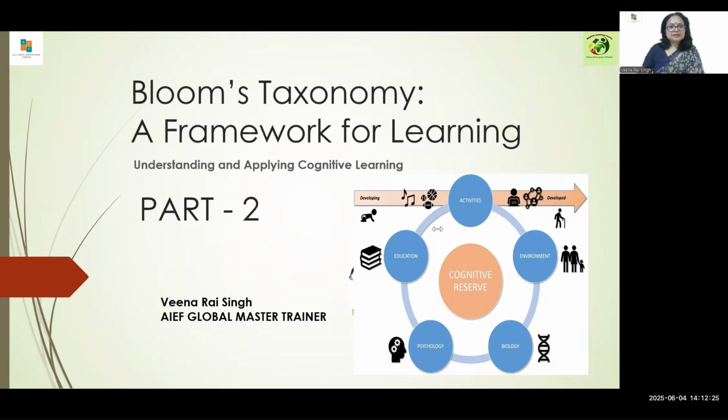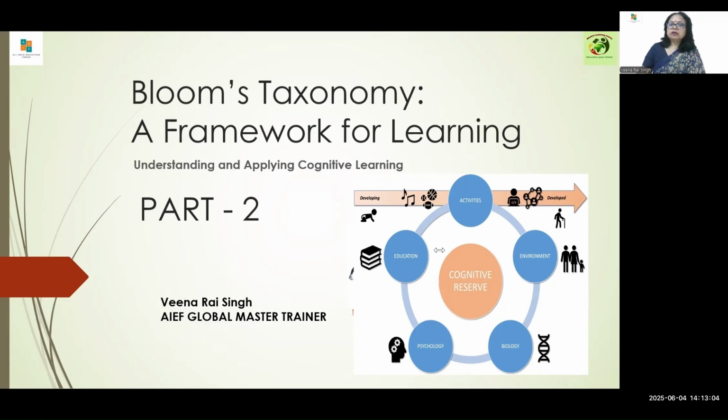Welcome back, friends. We had a very enriching session while we were discussing Bloom's taxonomy in the first session. Let's continue the journey of understanding Bloom's taxonomy and its revised version, how it is effective in the present context and present scenario, how it is apt to be followed and taken up in the classrooms.